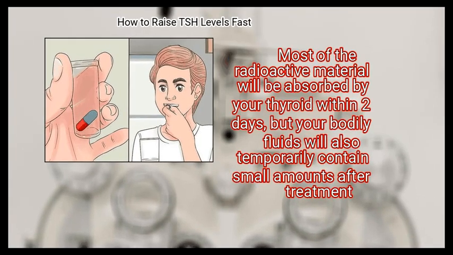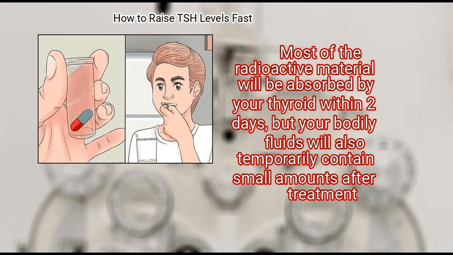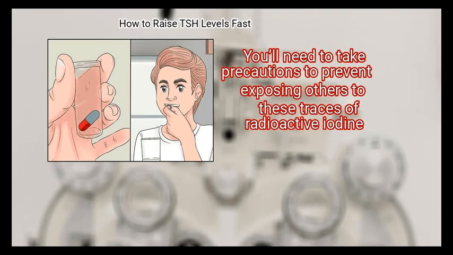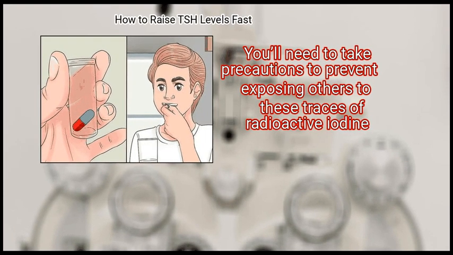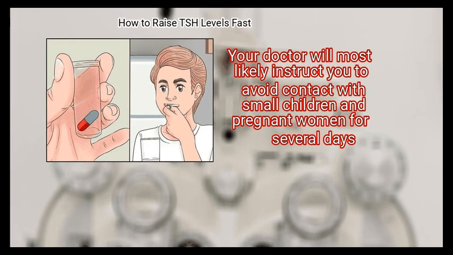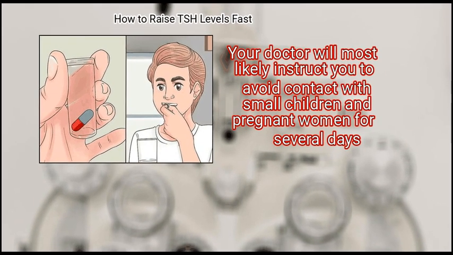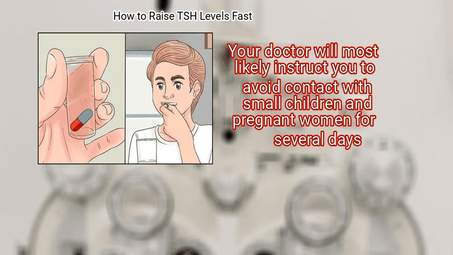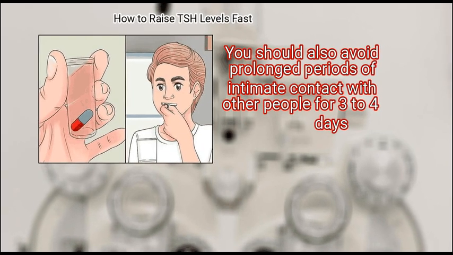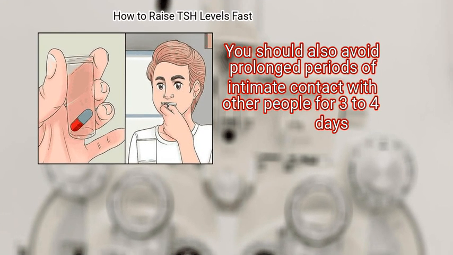Most of the radioactive material will be absorbed by your thyroid within 2 days. But your bodily fluids will also temporarily contain small amounts after treatment. You'll need to take precautions to prevent exposing others to these traces of radioactive iodine. Your doctor will most likely instruct you to avoid contact with small children and pregnant women for several days. You should also avoid prolonged periods of intimate contact with other people for 3 to 4 days.